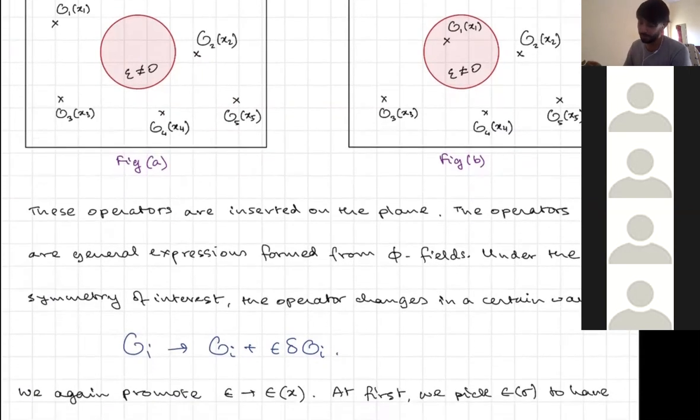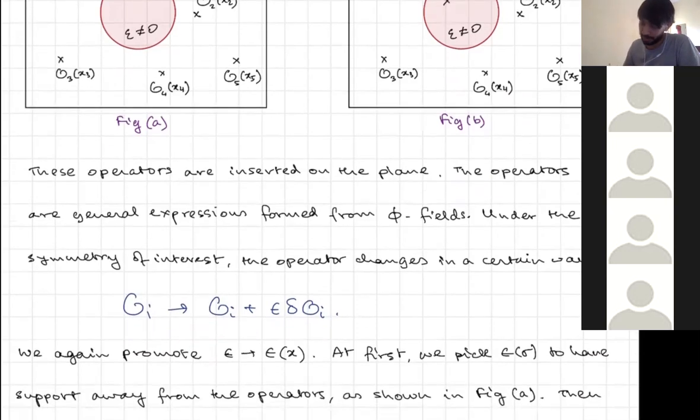Under the symmetry of interest, these operators will change in a certain way. Let's say these operators change as OI goes to OI plus epsilon del OI. Again, to do the same thing, we're going to promote epsilon to epsilon of x. Okay, so I don't know why I have a sigma here. Let me erase this. So what we're going to do first is promote this epsilon to an epsilon of x.